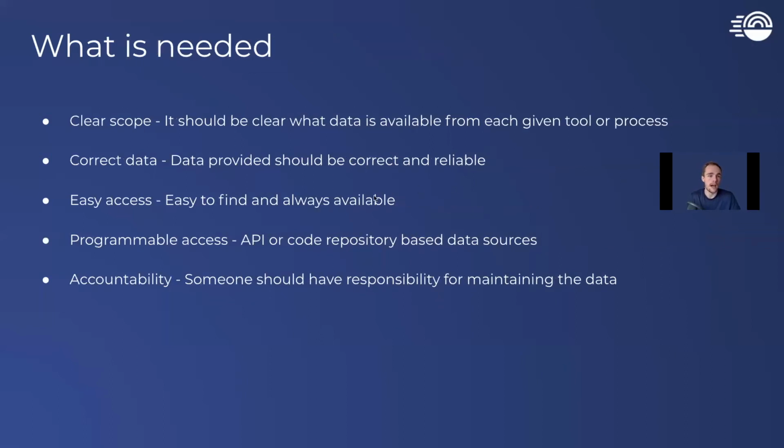So what are the next steps for the future of these data sources? What do we need? We could create clear scopes for each of the data sources. It should be clear what data is available for each of the different tools or processes that make up the ecosystem and this Catalyst governance process.